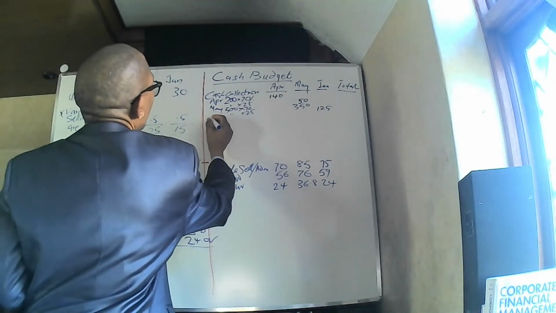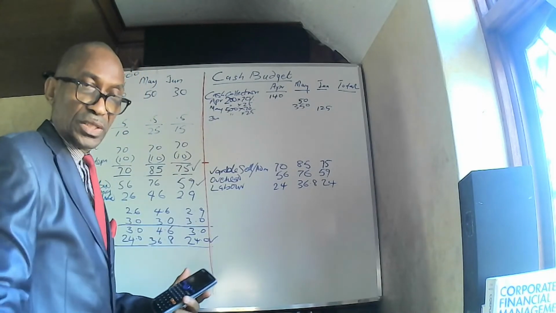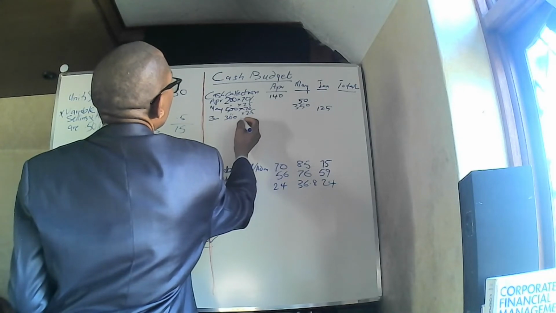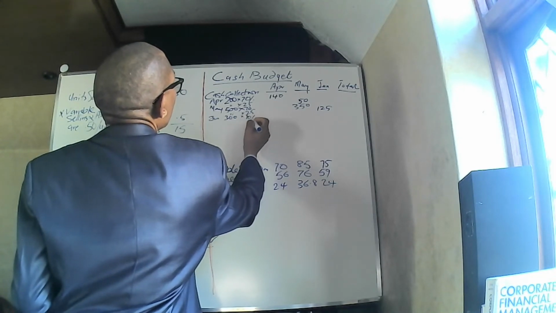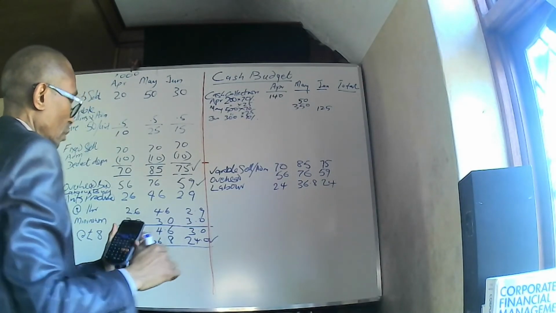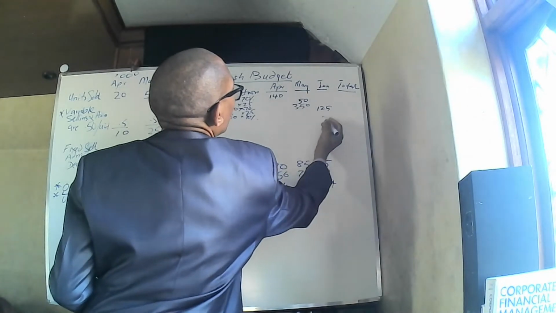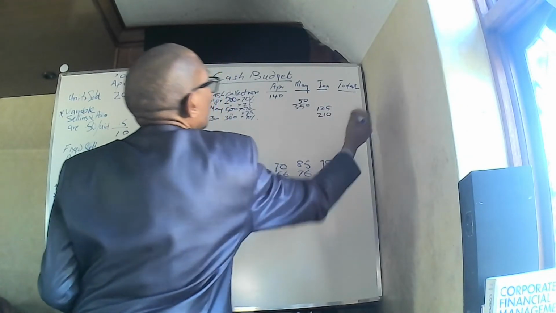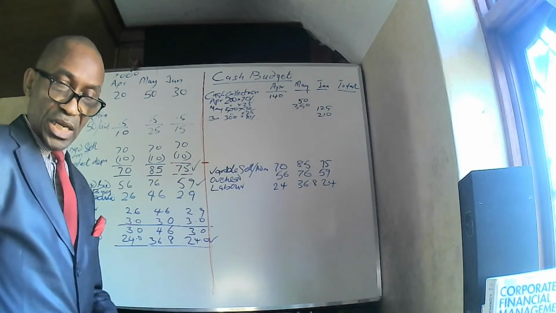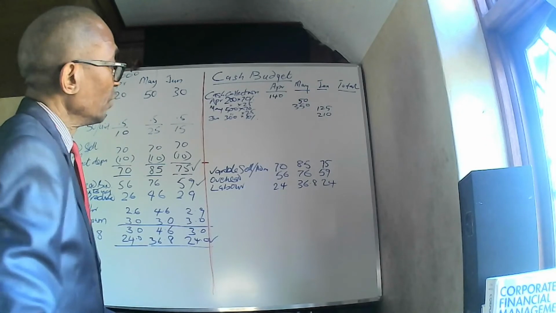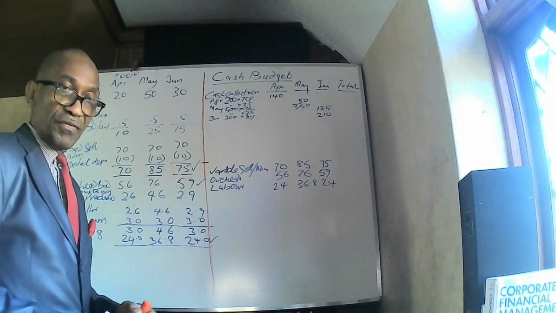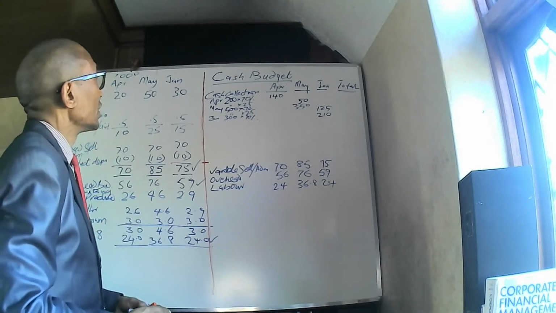So what did we do in June? June sale was 300 times 70% in June, 210. So we don't worry about the following months. There will be an opening figure that will be collected when that time arrives. So these are collections done for our cash sales.